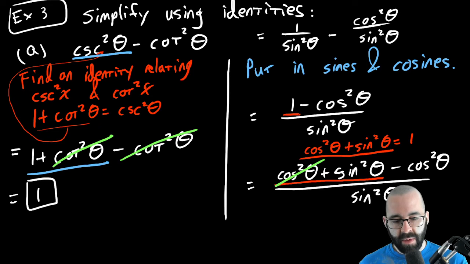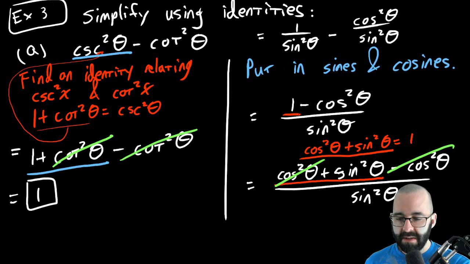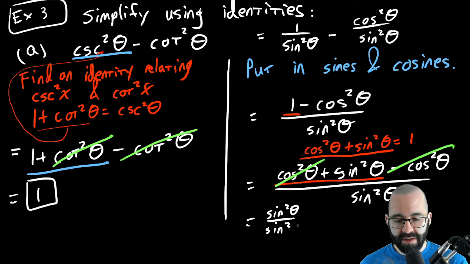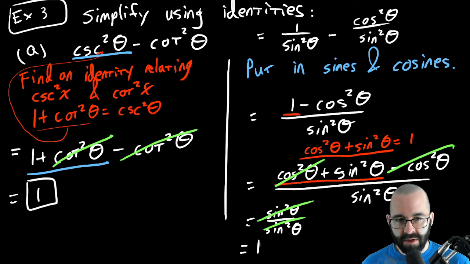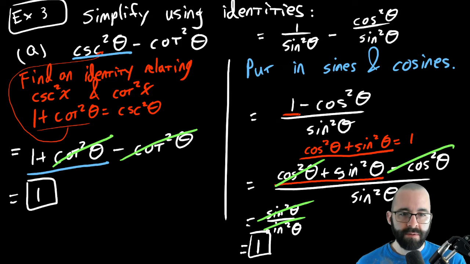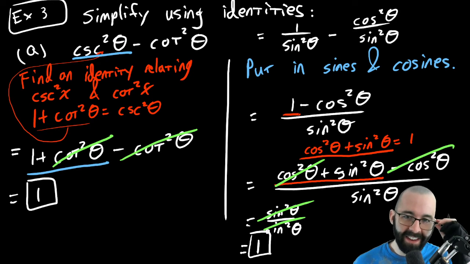And just like before, we get cancellation. Cosine squared minus cosine squared is equal to 0. We're left with sine squared of theta over sine squared of theta. Oh, this is nice. And again, we get cancellation. It cancels to uno, which for those of you who do not understand Spanish means 1.